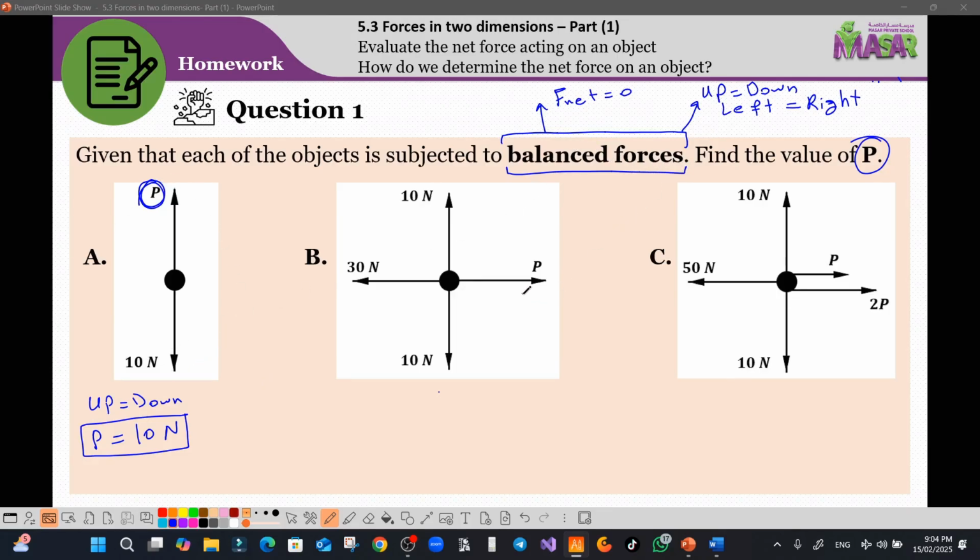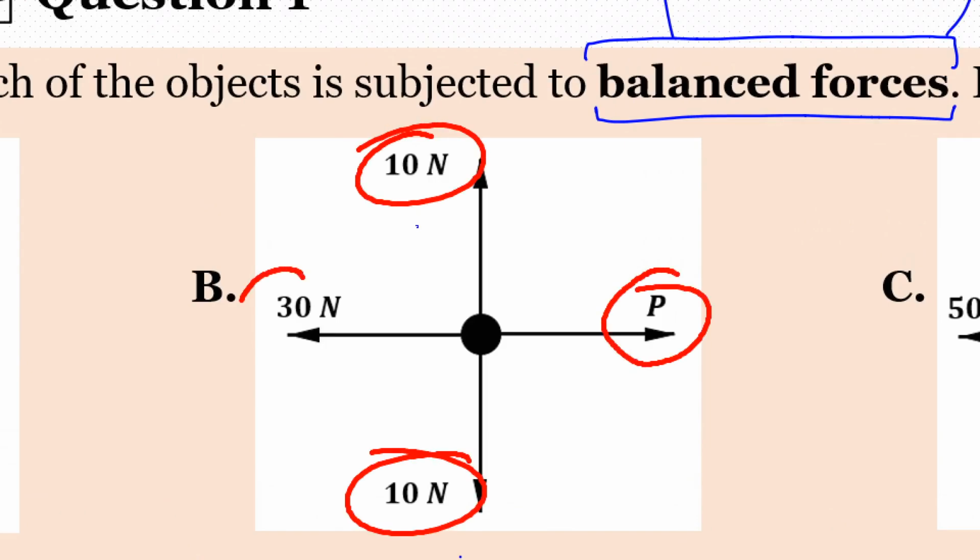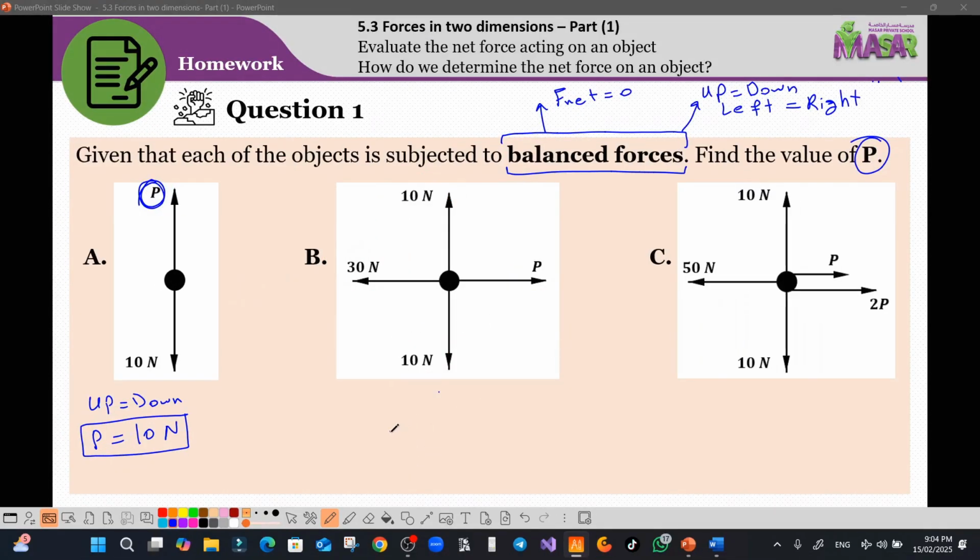Now, for part B, again, we can notice here that they are balanced vertically, 10 up, 10 down, and they must be balanced horizontally. Horizontally, we must have left equal right. Now, on the left, we have a 30, sorry. On the right, we have P. Swap between left and right, and you will get that P is equal to 30 Newton. Now we know the identity of P.